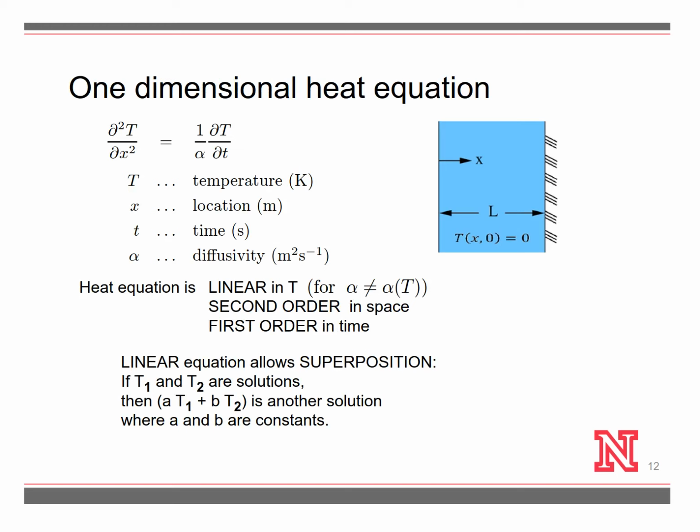Now, the one-dimensional heat equation is parabolic. It's second derivative in space and first derivative in time. And the other parameter I need here is alpha, the diffusivity, in meters squared per second. If the material properties are not functions of temperature, then this is a linear equation, and we can use superposition. If we've got two solutions, we can create new solutions by linear combinations. All right, so a couple basic ideas there.